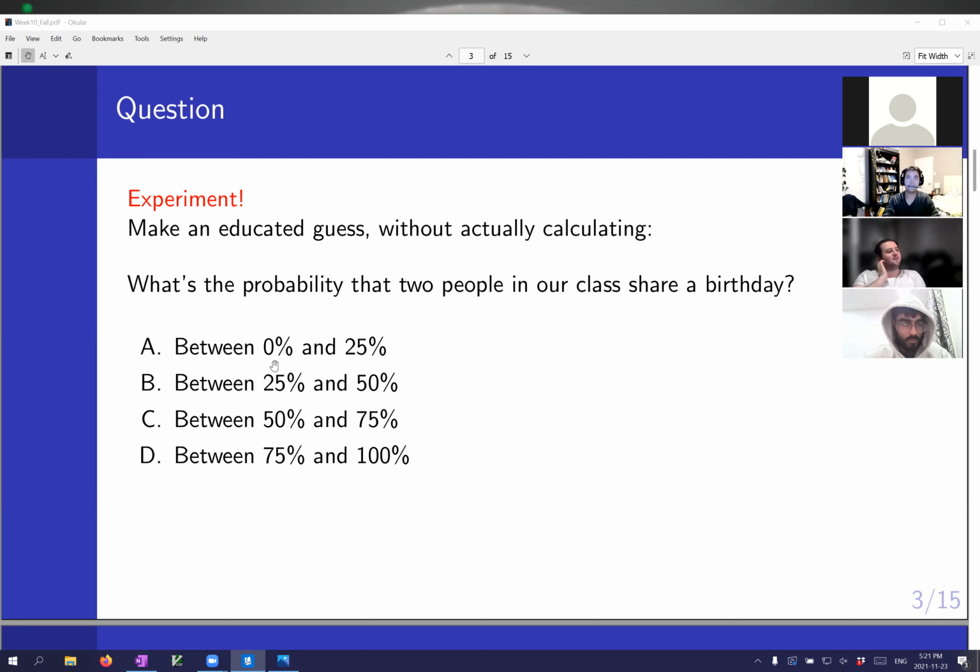I always like this one. Okay, it's just a total guess. I don't want you to compute anything. I just want you to guess. And by the way, this one does have a correct answer.